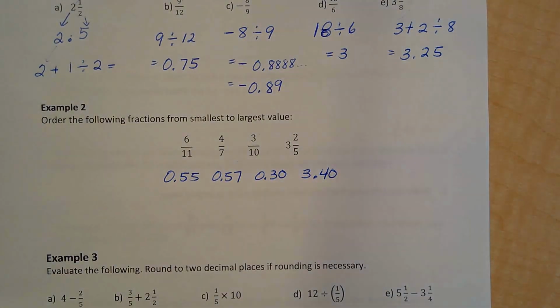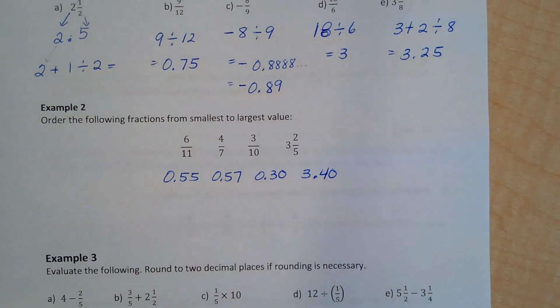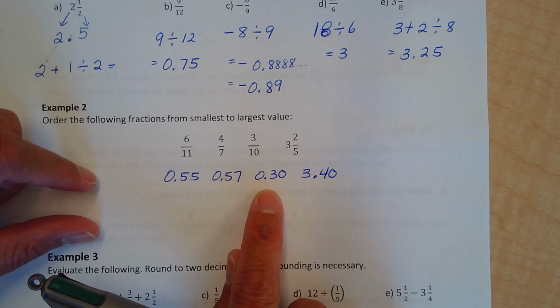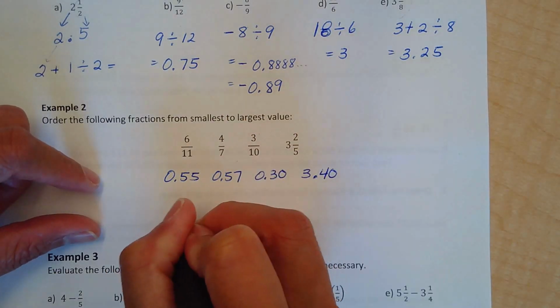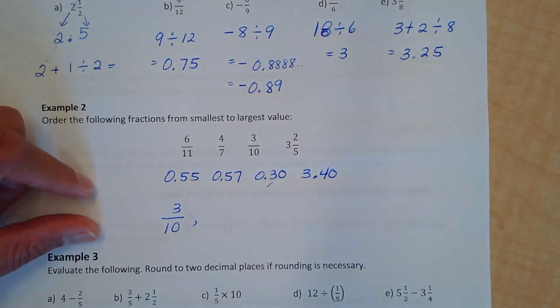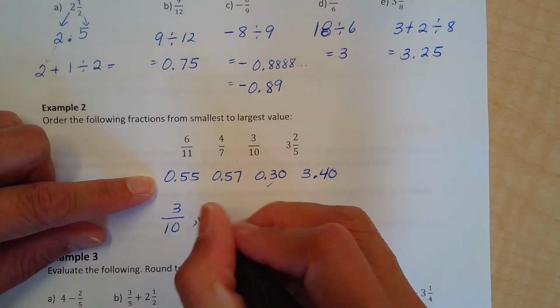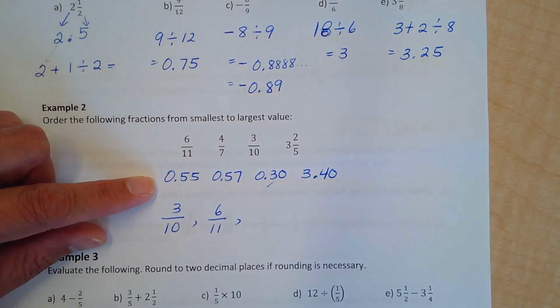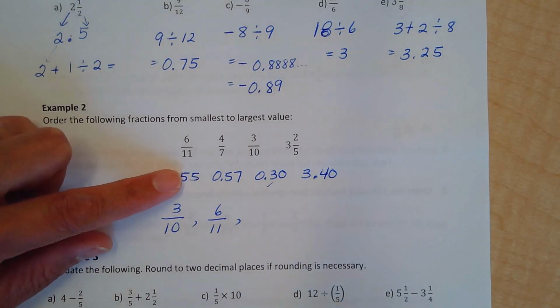What's the next? Okay, this one would be the 0.55, so 6/11. What's the next one? 4/7. And then the last one would be the 3 2/5. Is that okay? So this is from smallest to biggest.